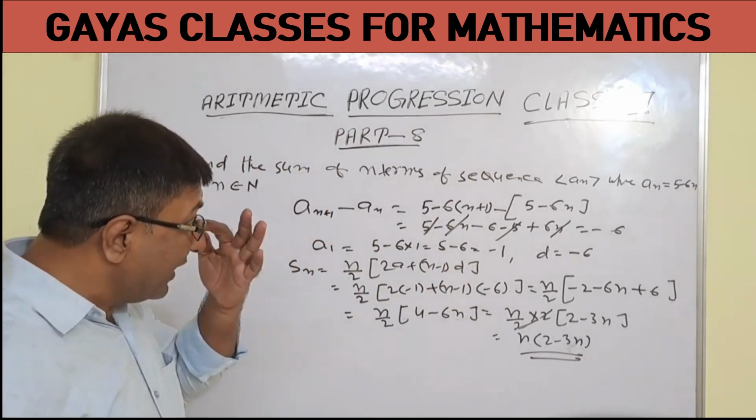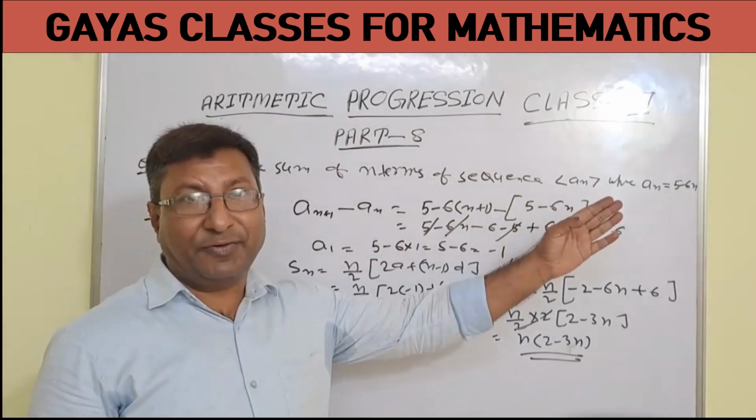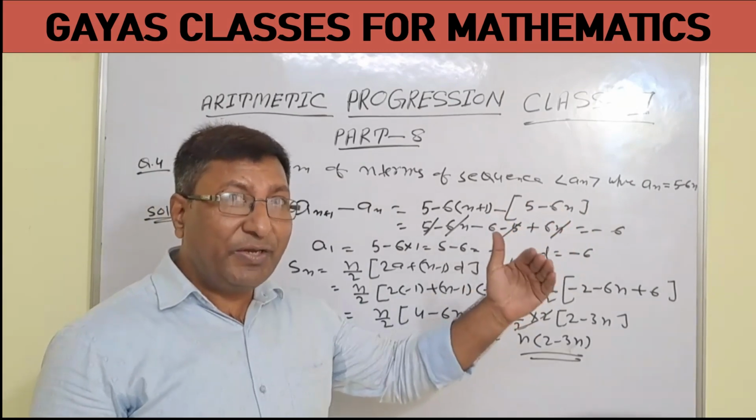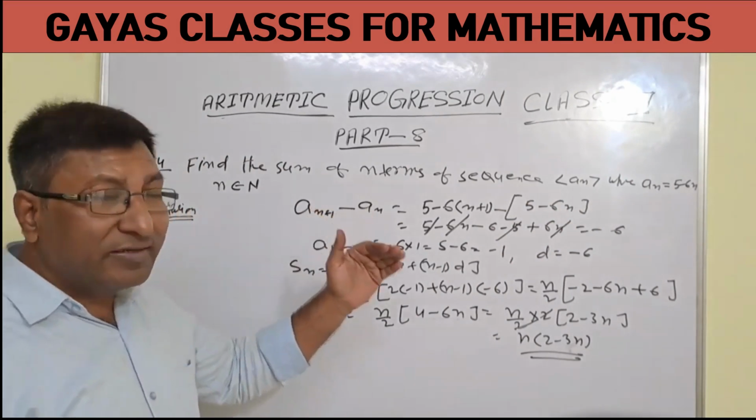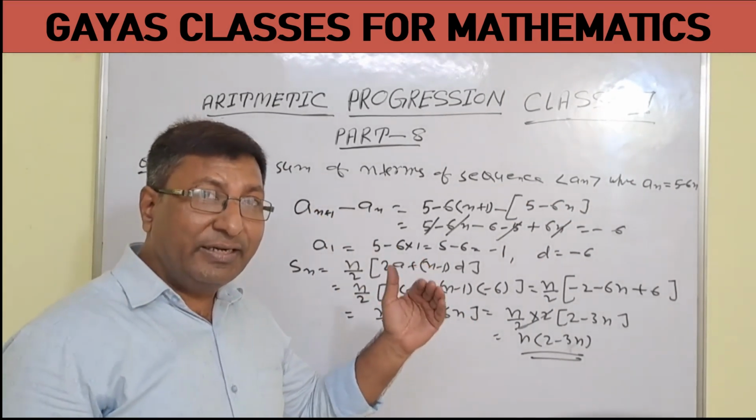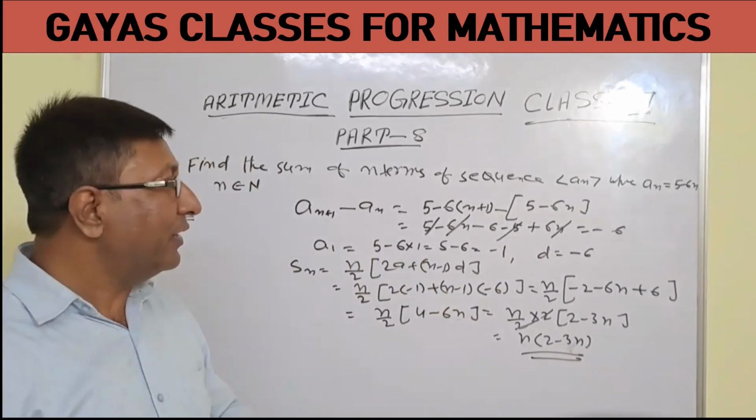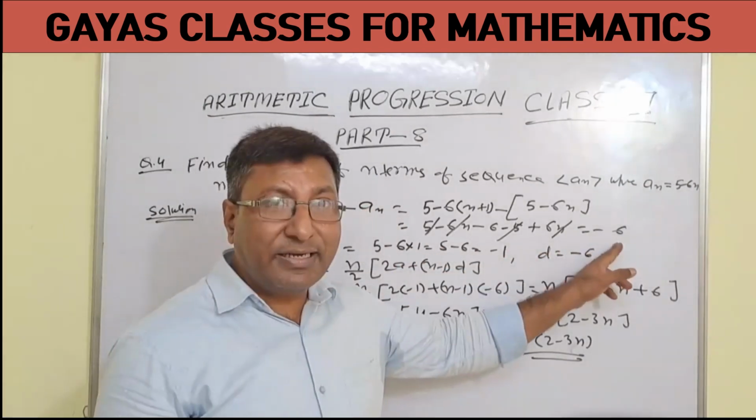So what is the simple technique? If a_n is given, first check whether it is an AP or not. So find a_(n+1) minus a_n. If the result is constant, then the given sequence is in AP. So here the difference is minus 6, it is in AP.